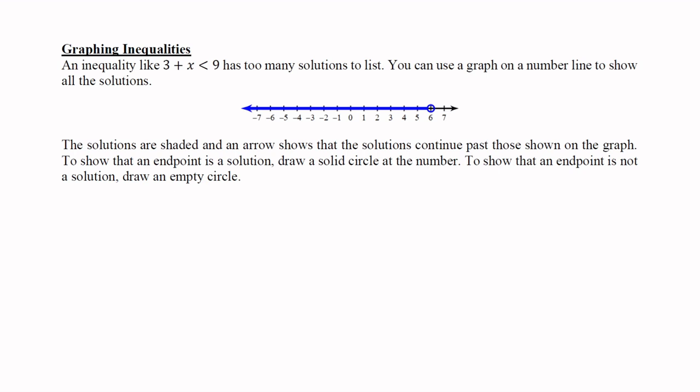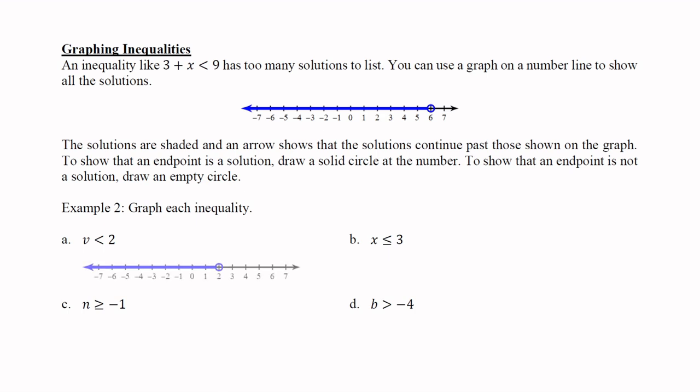To show that an endpoint is a solution, we draw a solid circle at the number. To show that an endpoint is not a solution, we draw an empty circle. So here, 6 is not part of the solutions, so we use an empty circle. We're going to graph each of these inequalities. For v is less than 2, we're going to use an open dot at 2, and we're going to shade to the left for all the values that are less than 2. For b, we have x is less than or equal to 3.